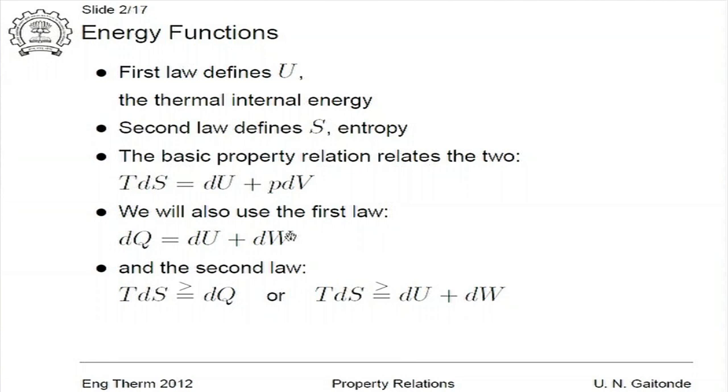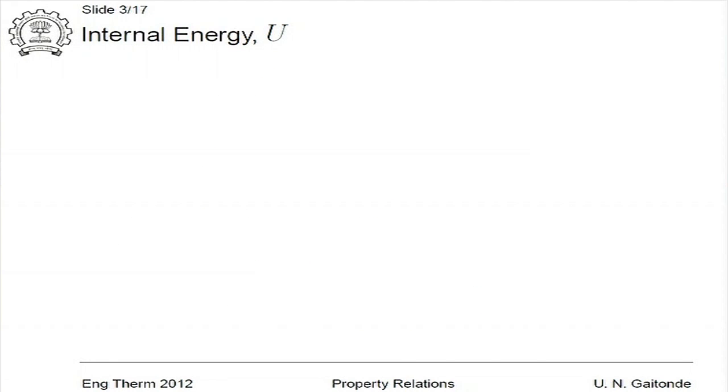And we will also be using the second law, which with transposition of T turns out to be TdS is greater than or equal to dQ, or TdS is greater than or equal to dU plus dW. Here I have replaced dQ by the right hand side of the first law expression. Now let us do some exercises.